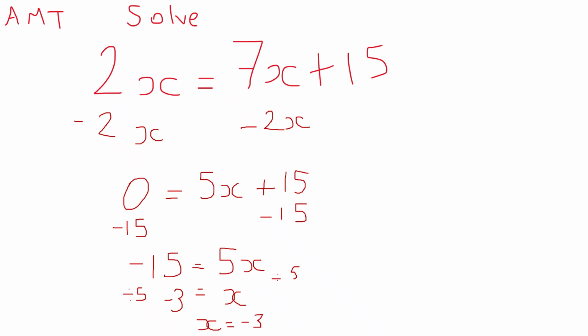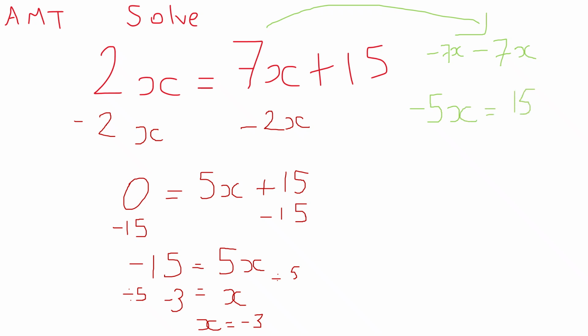A second method here, which is a bit quicker, I would say, is to subtract 7x on both sides. So minus 7x on both sides. 2x minus 7x makes minus 5x, or negative 5x, or minus 5 lots of x, is equal to 15.